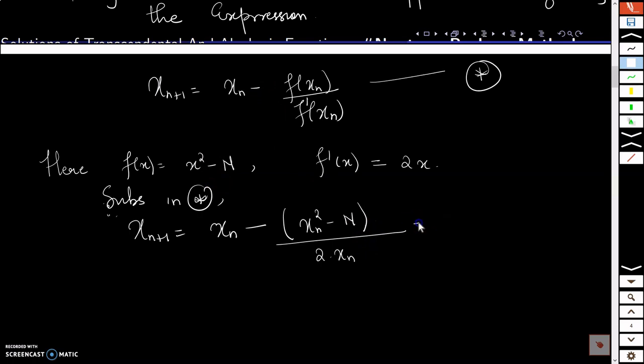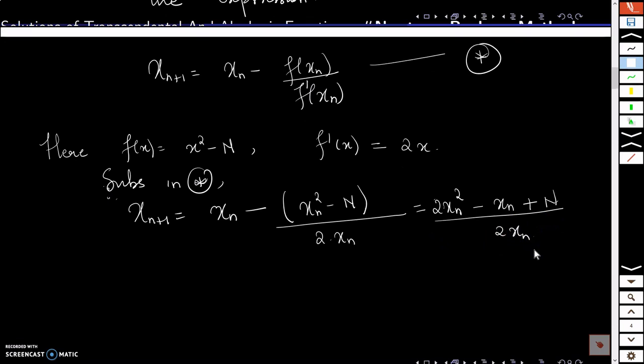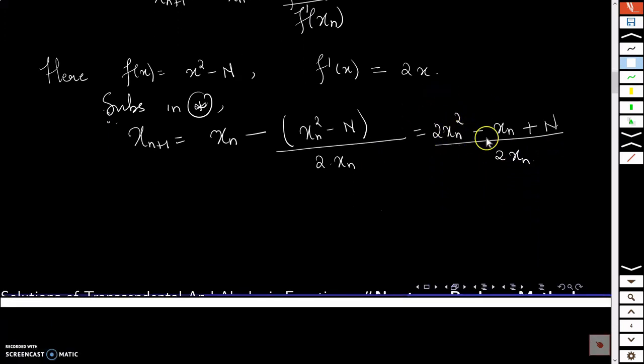So if we simplify this, I can just cross multiply this 2xn there. So that will give me 2xn square, right? And I can open up this negative sign inside the bracket. So that will give me minus xn, minus into minus, plus capital N upon 2xn. A simple simplification there. And 2xn square minus xn square is 1 xn square, so I'll be left with xn square plus capital N upon 2xn.